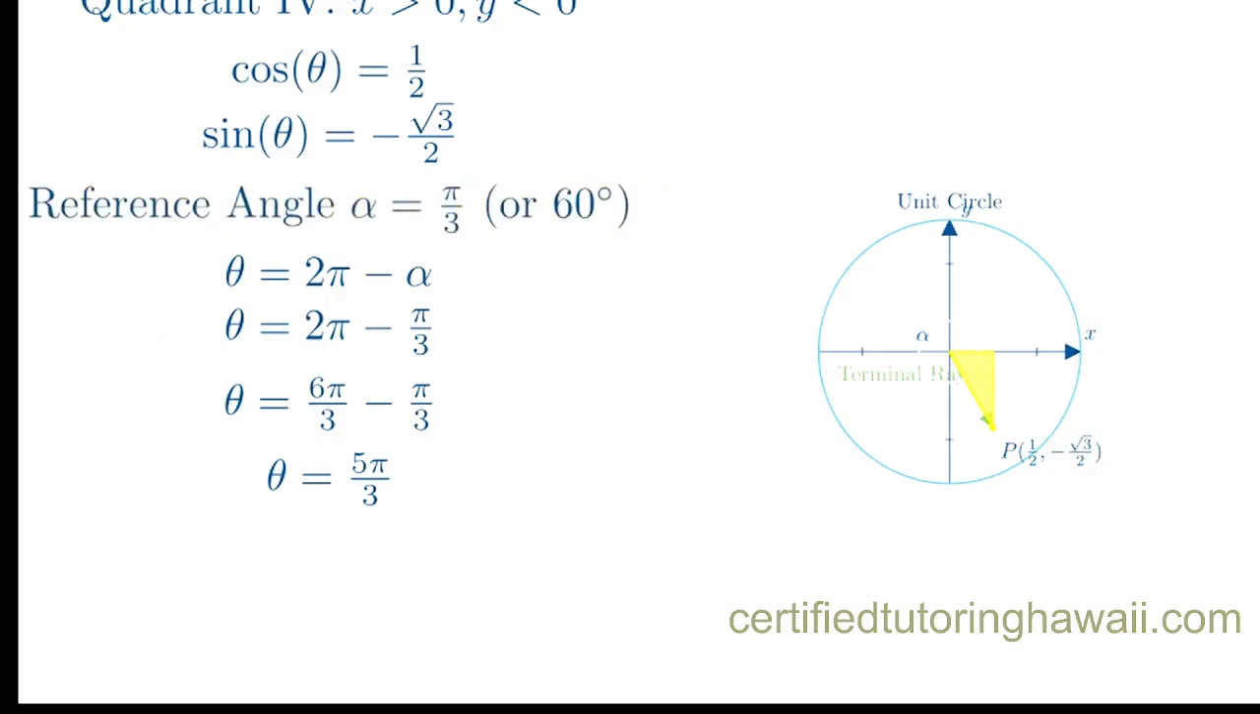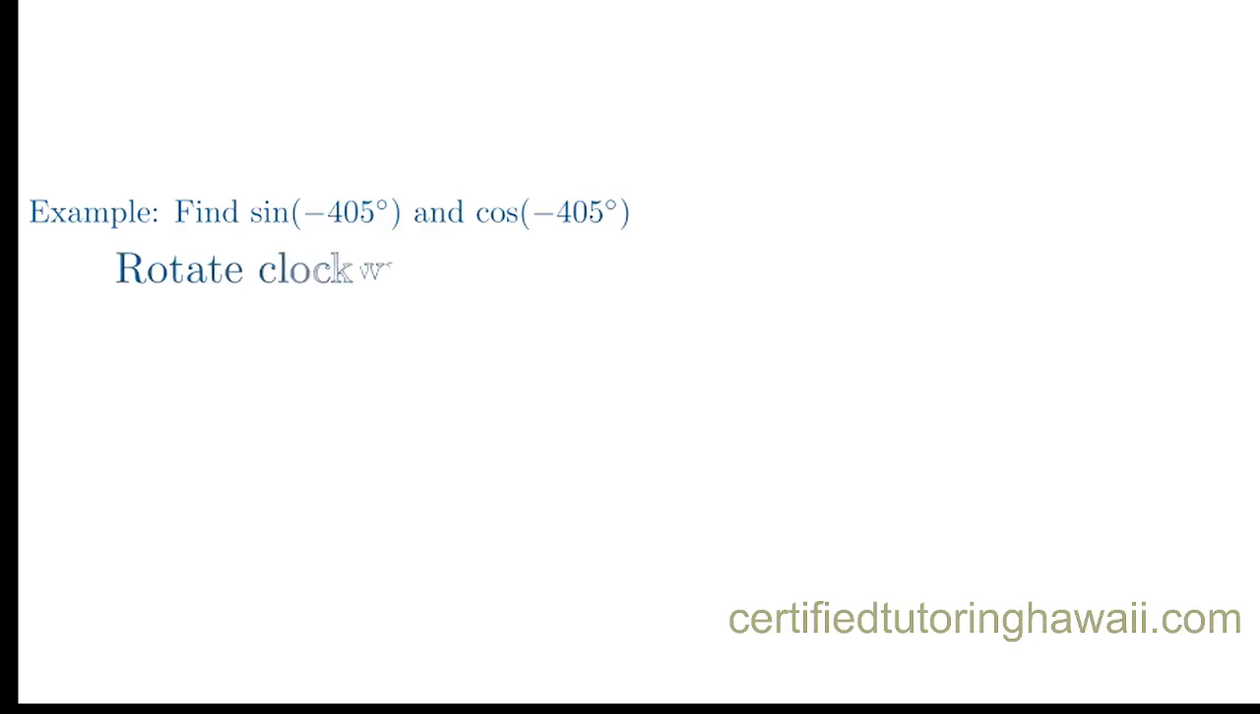Notice we used two key strategies, identifying the quadrant first and then using the reference angle. Let's work through one more example that involves an angle greater than a full revolution. This will bring us back to the concept of coterminal angles. Let's find the sine and cosine of the angle negative 405 degrees. An angle of negative 405 degrees means we rotate 405 degrees in the clockwise direction. That's more than a full circle. So, we complete one full clockwise revolution, which is negative 360 degrees, and we still have more to go.